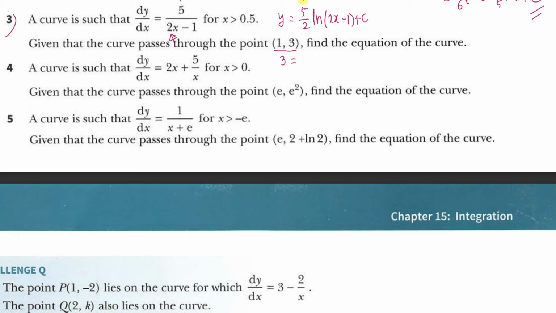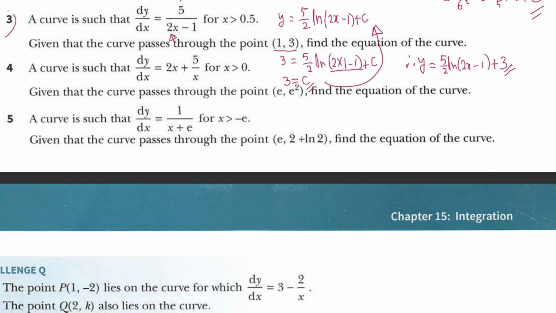So 3 equals 5 by 2 ln of 2 into 1 minus 1, plus c. We all know that ln 1 equals 0. So the value of c equals 3 here, because we got ln 1 here and ln 1 is 0. So our curve equation we can write now by placing this value of c in the main equation. We can write our curve equation, which is y equals 5 by 2 ln of 2x minus 1, plus 3. This is our answer to this question.